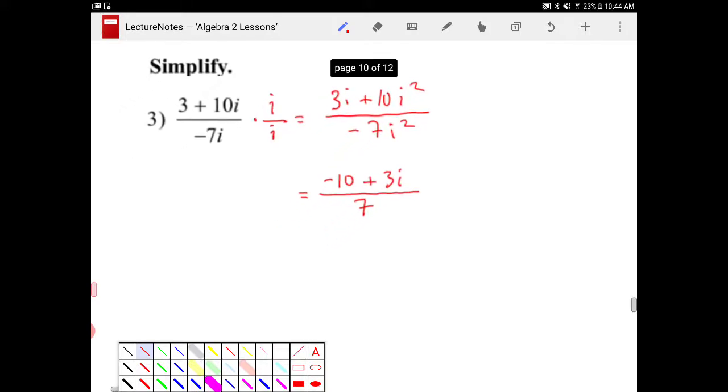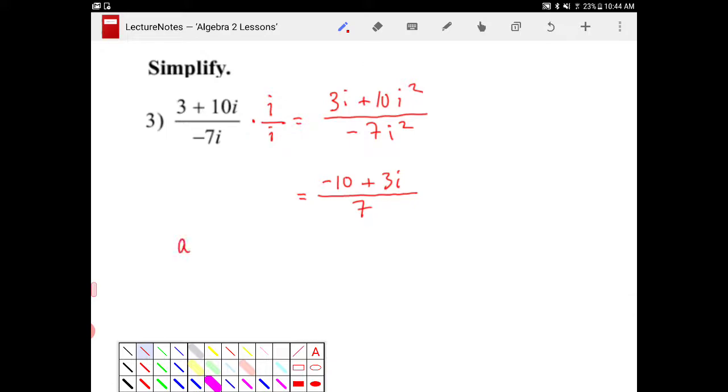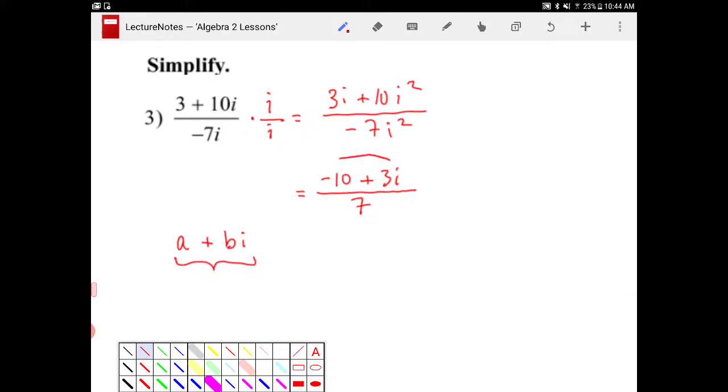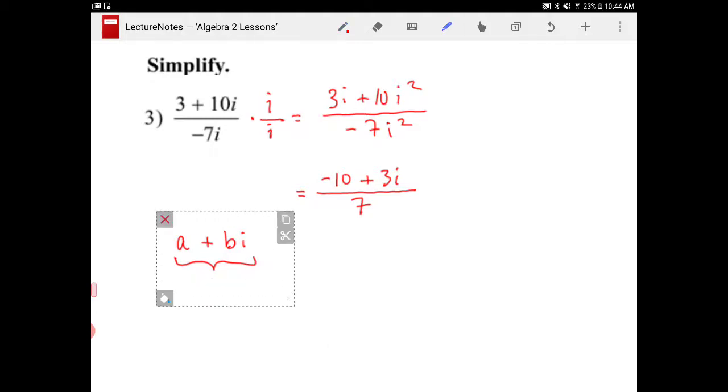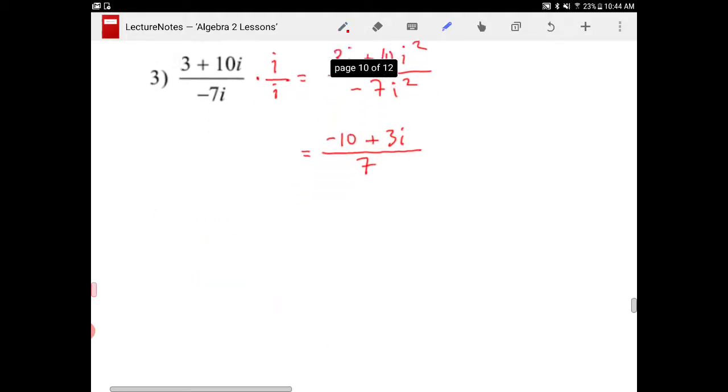Whenever you're writing a complex number, it's always the real part plus the imaginary part in this format, just like I have here. You don't write 3i plus -10 or 3i minus 10. You write the real and then the imaginary. That's the formality. All right, so let's move on. Let's take a look at another one.